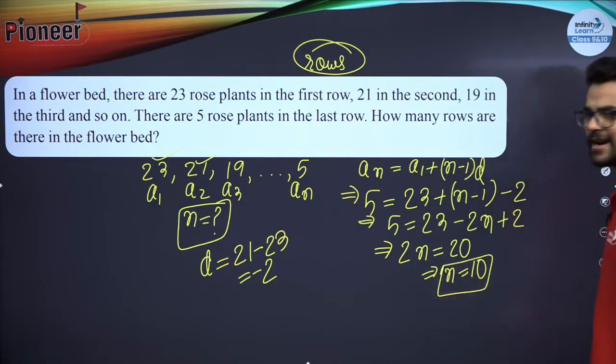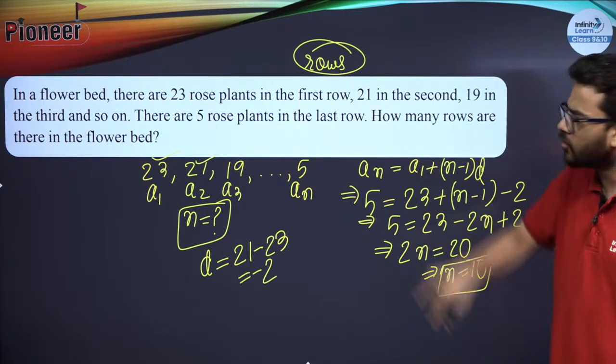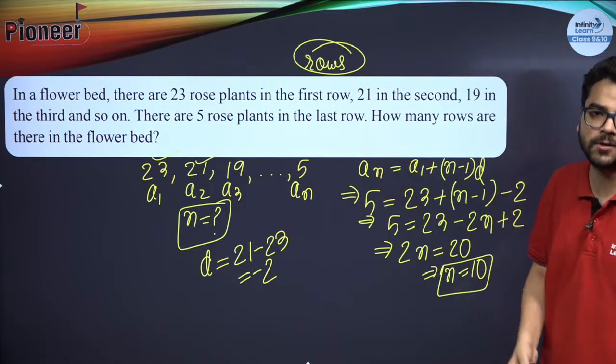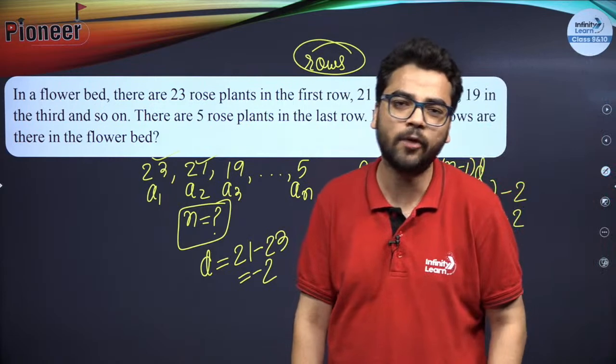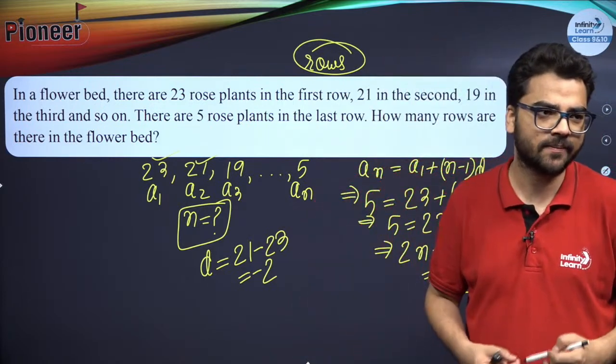It means you can say there are 10 rows over here in this situation. Is it clear to every student in this session? Any doubt in the question? Just comment in the chat, guys.